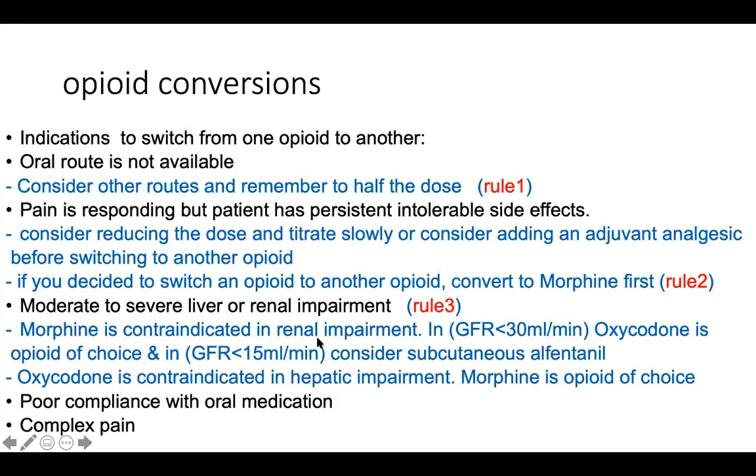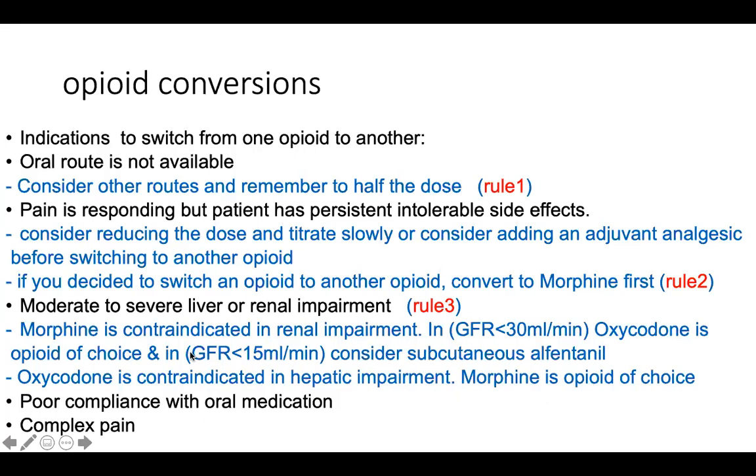Morphine becomes contraindicated. Morphine must be avoided, and the alternative is oxycodone. Oxycodone is the opioid of choice in CKD or AKI. And when GFR is less than 50 mils per minute, you should switch oxycodone to subcut alfentanil.